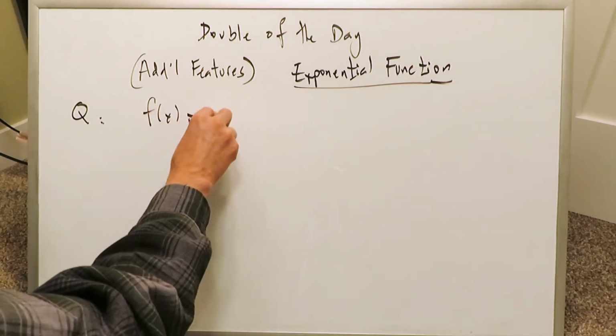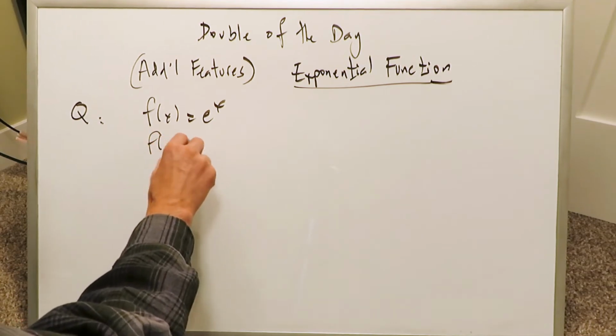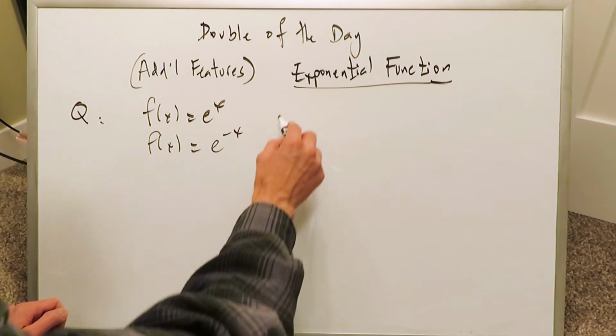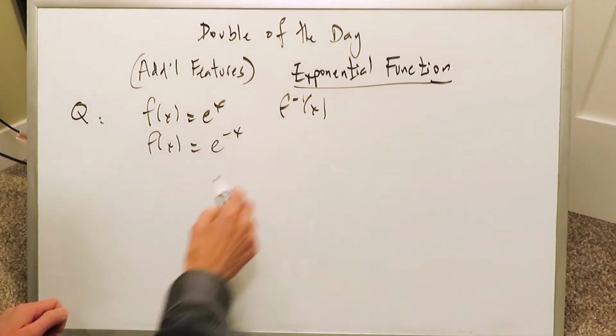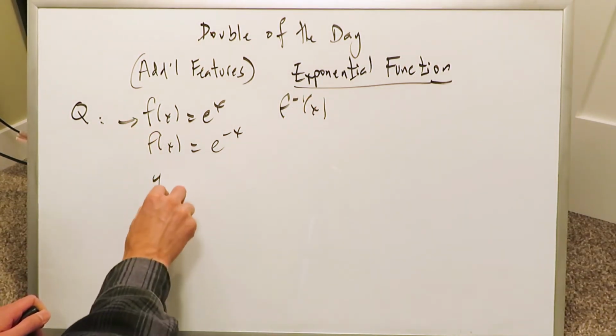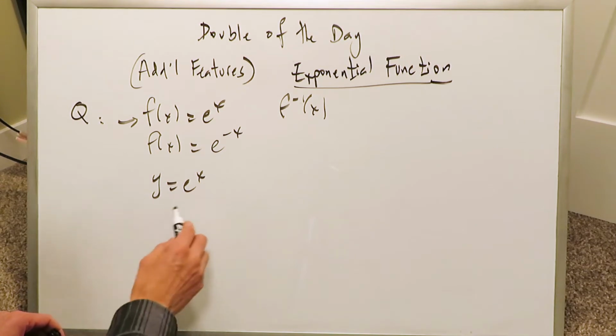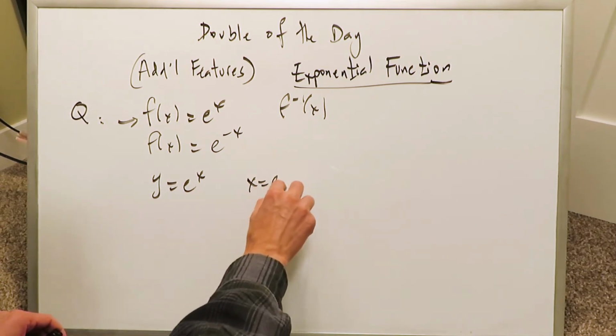f of x is equal to e to the x, and f of x is equal to, let's just say, e to the minus x. Determine the inverse of each of these functions. We have to find the inverse of both of these. Well, let's look at this one first. y is equal to e to the x. Switch the letters around. This is the procedure for you to find the equation of the inverse. Switch the letters around, you get x is equal to e to the y.